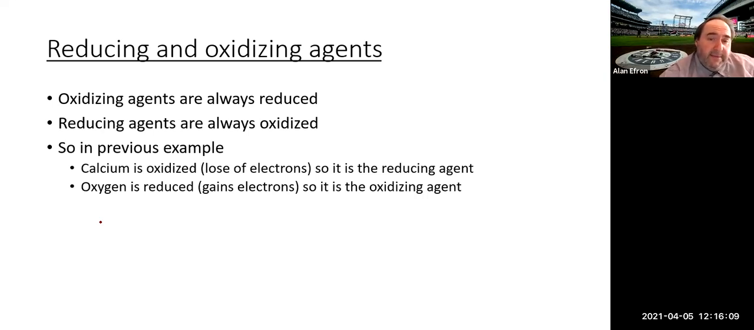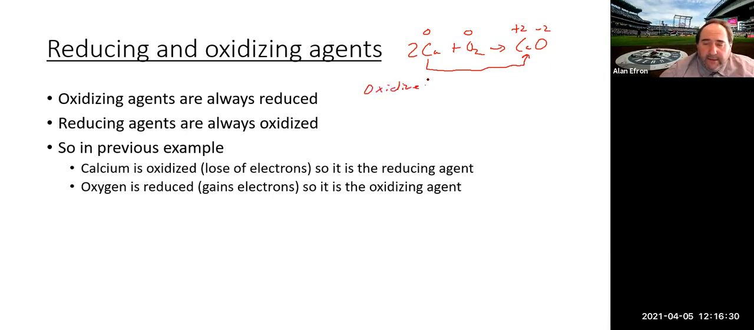And what that means is, for example, if we looked at our calcium example that we just saw on the previous slide. Calcium again going from 0 to +2. So here the calcium is being oxidized, which means the calcium here would be the reducing agent.